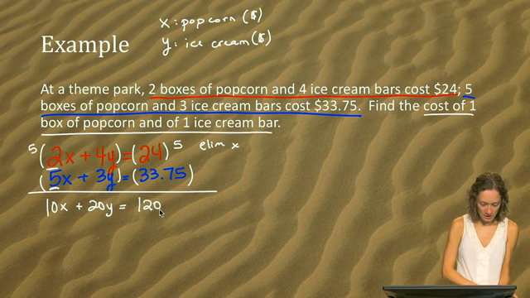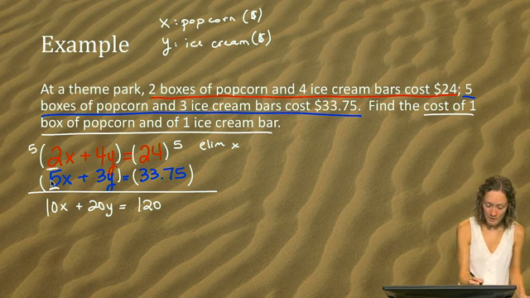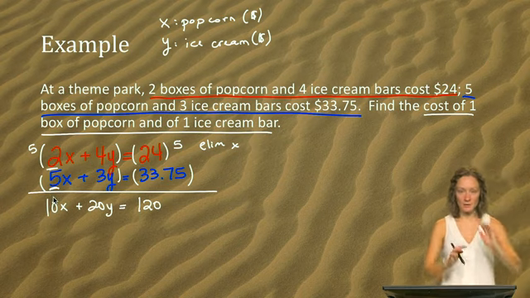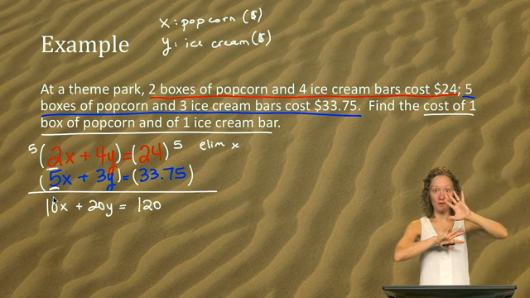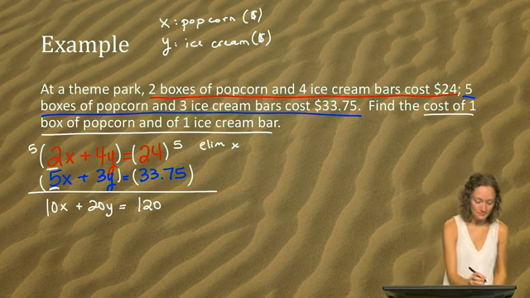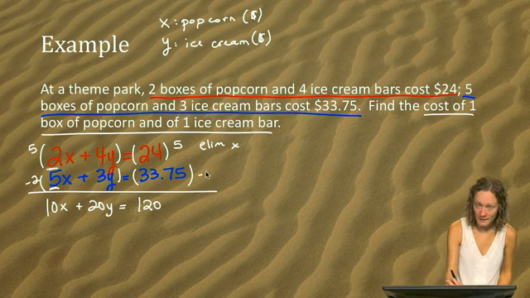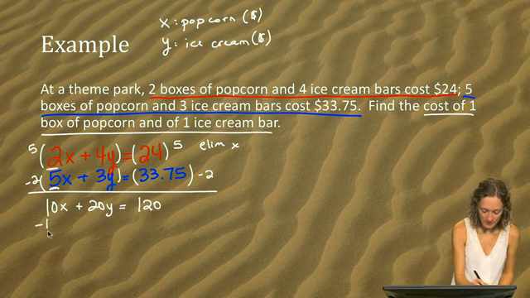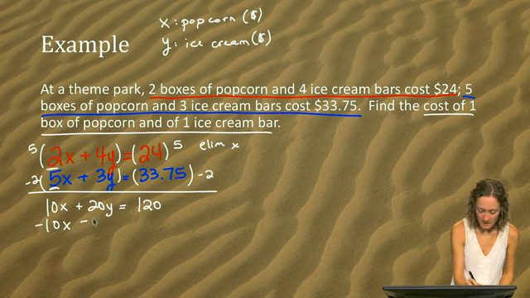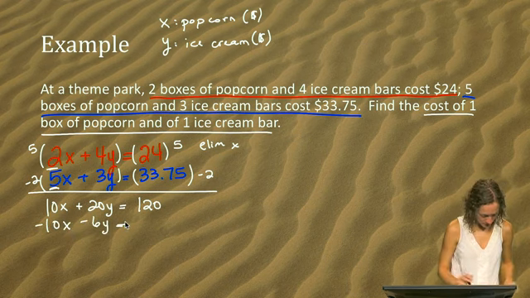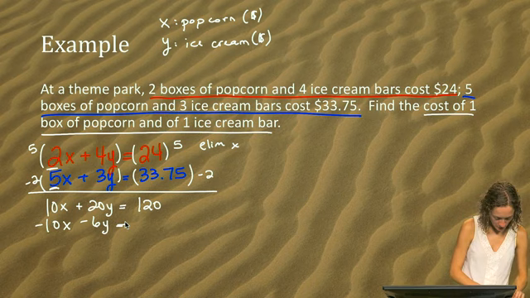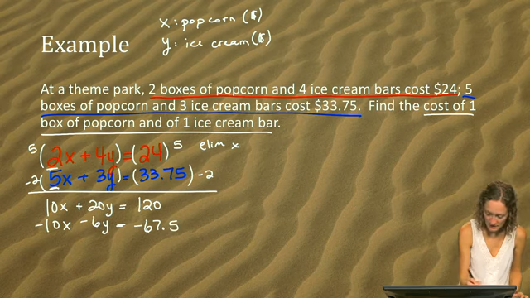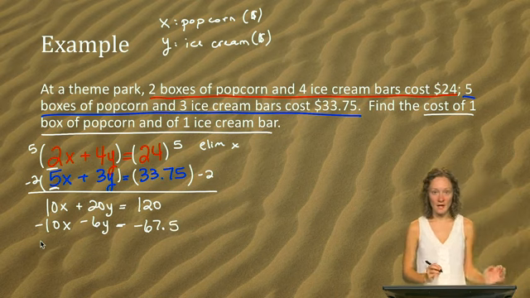You can use the calculator. And then the second one, I need it to be negative 10. Remember, we need one positive, one negative, the same coefficient, so they'll cancel out. So I'll multiply in a negative 2. Gives me negative 10x minus 6y equals 33.75 times negative 2, negative 67.5. Okay, now it's set up.